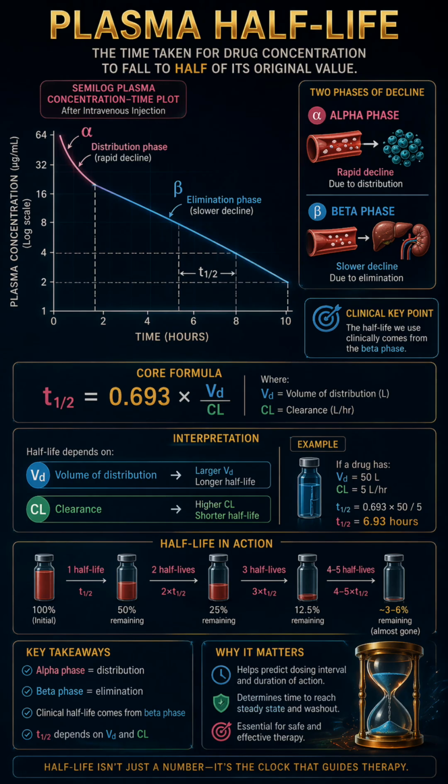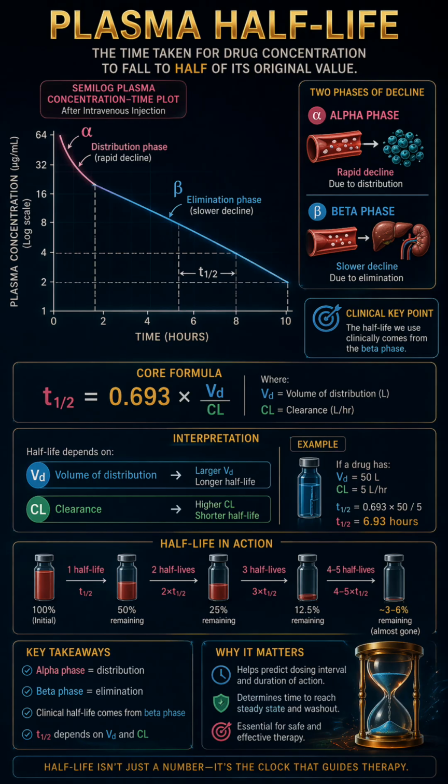Let's dive into this. This is where everything comes together. Plasma half-life is the time taken for drug concentration to fall to half of its original value. Let's understand this graph. This curve has two phases. Alpha phase, where rapid decline is happening due to distribution. And then there is beta phase, slower decline due to elimination. The half-life we use clinically comes from beta phase.